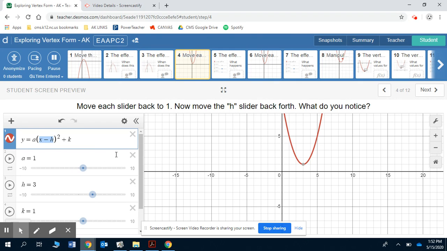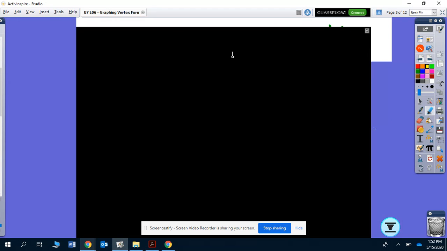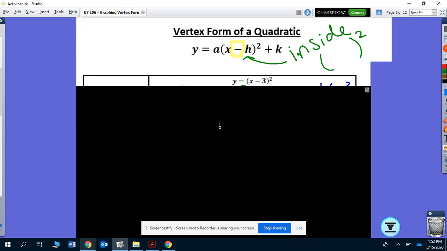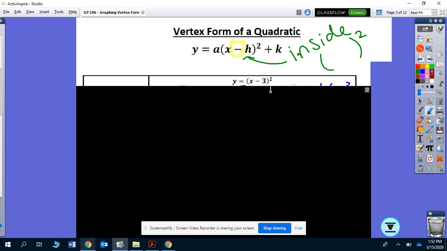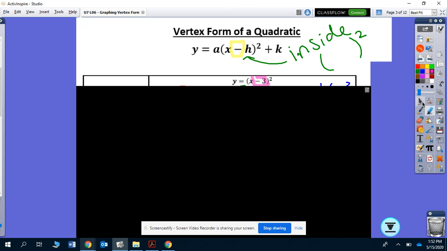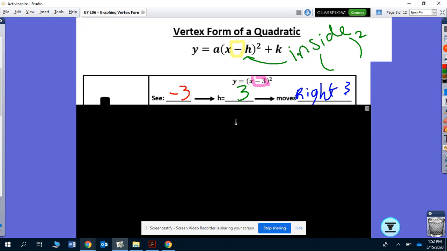This is a bit of a trick, so you have to be very careful. Looking at our notes, in this equation I have y equals x minus 3 squared. So in the parentheses, we have x minus 3. The operation inside the parentheses is a minus 3, and you might think that would be to the left 3 places. But because the minus sign really means opposite, this is going to be the opposite of what we see. We see negative 3, which means h is actually positive 3, which means we're moving to the right 3 places.